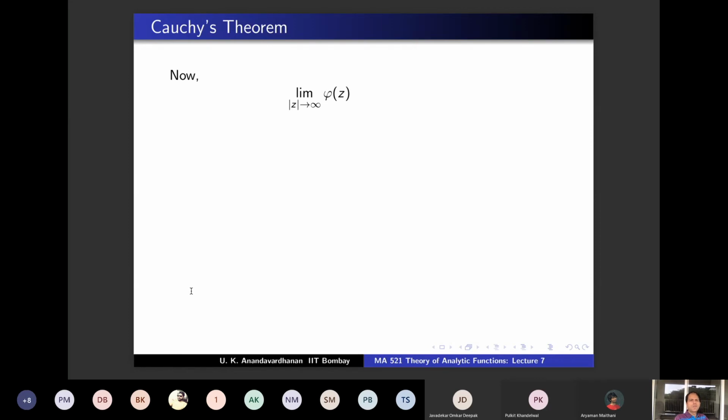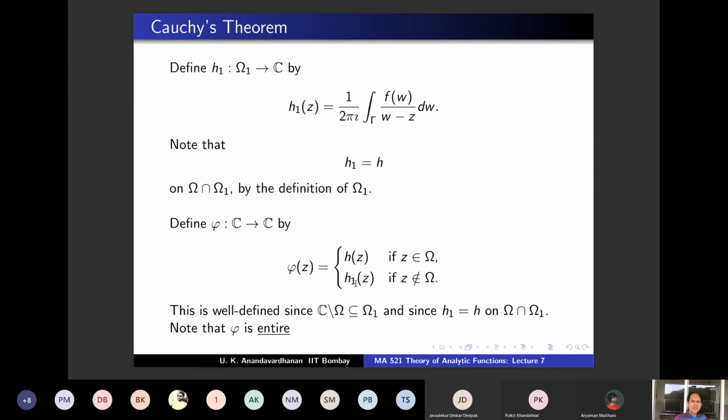So the limit as z goes to infinity of phi of z, what is it? The definition of phi of z is h(z) in omega and h1(z) outside omega. But as z goes to infinity, you are outside omega, no? I'm not saying it is outside omega. I'm saying that if z goes to infinity, you're certainly in omega 1, not outside omega.